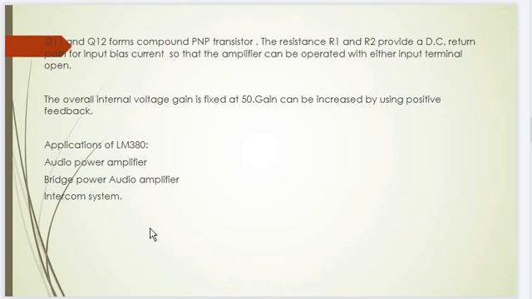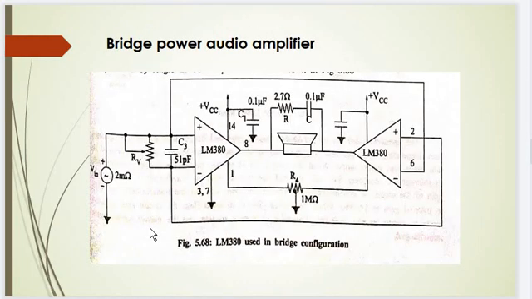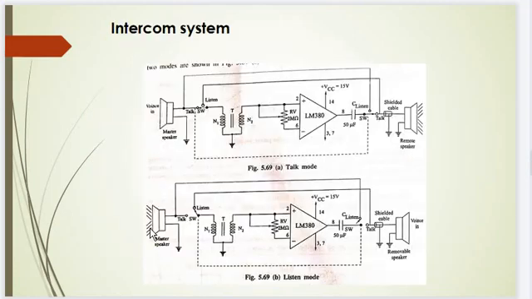Applications of LM380: it can be used in audio power amplifier, bridge power audio amplifier, and intercom system. Audio power amplifier: the circuit configuration is shown in the figure, so the output is audible with the help of a speaker. Bridge power audio amplifier: in the bridge type audio power amplifier, the gain value is improved by using the bridge configuration. Intercom: the audio amplifier can be operated in an intercom.